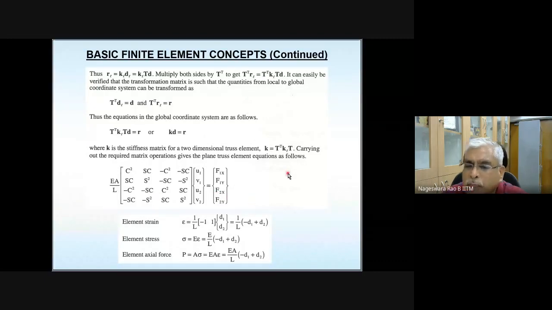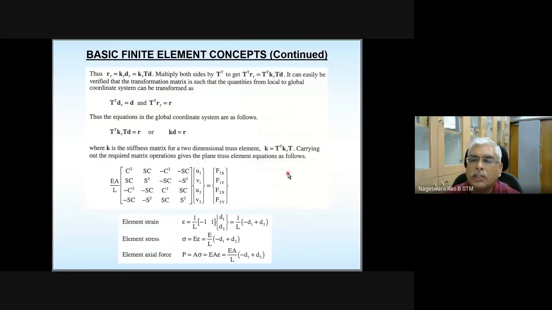So assemble the element equations for each of the elements, depending on its orientation with respect to the global axis, and get the element equations. Assemble the global equations, apply the boundary conditions, and solve for the unknowns, solve for u1, v1, u2, v2, or whatever.